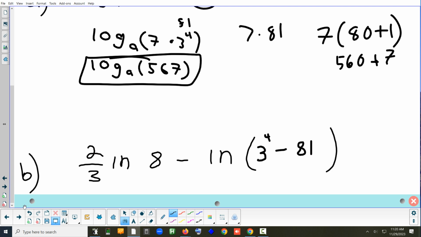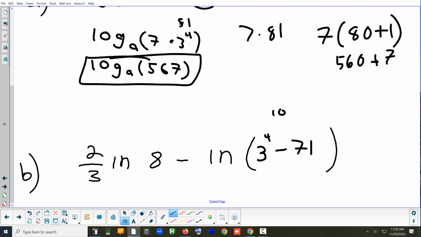All right, let's try this one. Okay, so it's 2/3 ln 8 minus the ln of 3 to the 4th minus 81. So the first thing I would do is simplify that second ln. There's no reason to leave it like that. So we just did 3 to the 4th, which was how much? 81. Minus 71. 10. So the second one is ln 10.